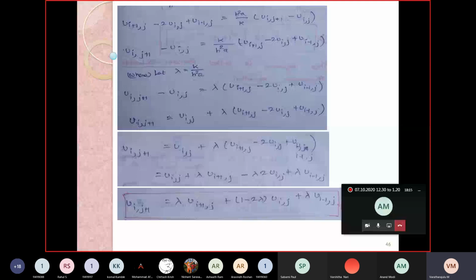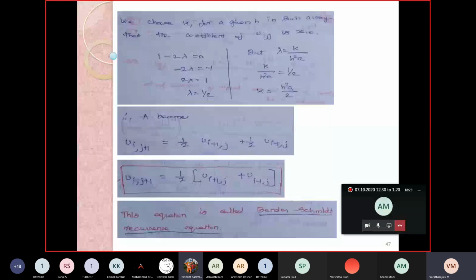This is Bender-Schmidt. When lambda is equal to 0, at that time the Schmidt relation becomes the Bender-Schmidt relation, the Bender-Schmidt recurrence equation. And when lambda is equal to 1 by 2, the results converge. The convergence range will be more. Otherwise, we won't get the correlation between the iterations. Therefore, it is advised to keep lambda equal to 1 by 2 when it is in our hand. Else, go ahead with your question.